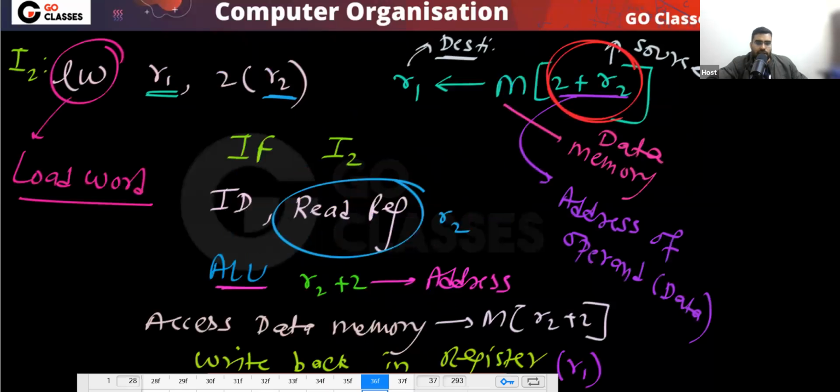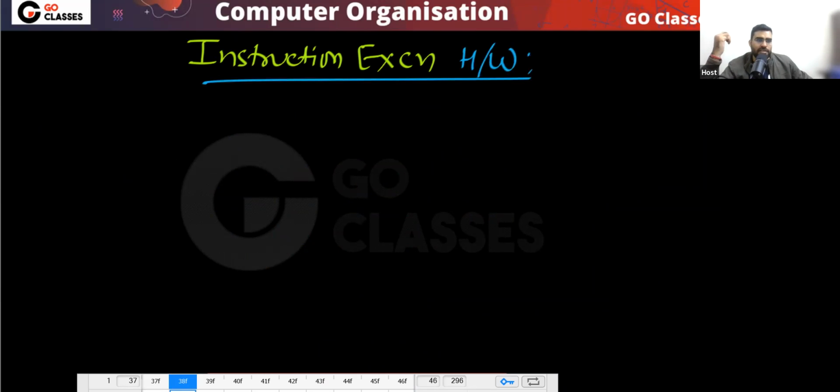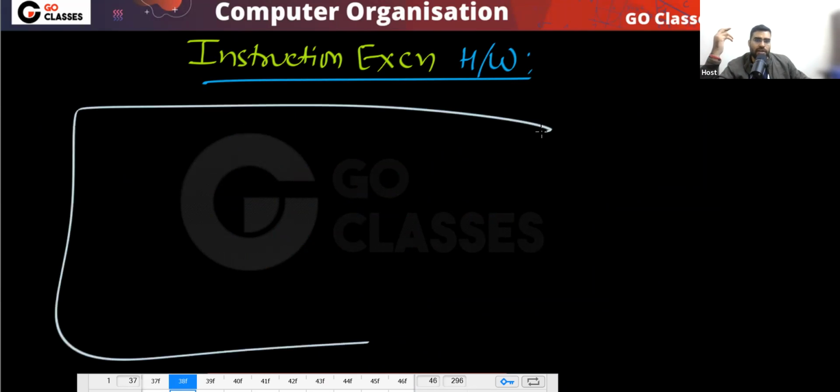Very simple. Now you can notice what happens in this instruction execution. Let's look at this instruction execution from the hardware point of view. Now I am creating the diagram of the hardware for this instruction execution. So what is happening here? Just give me a second.